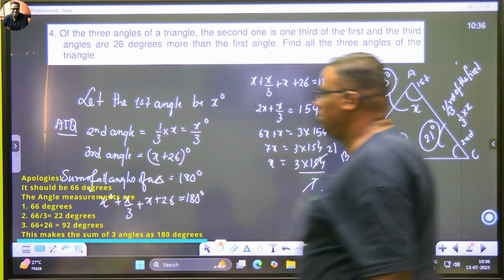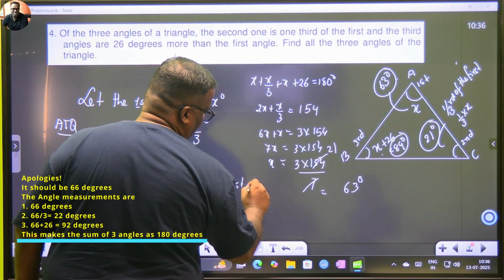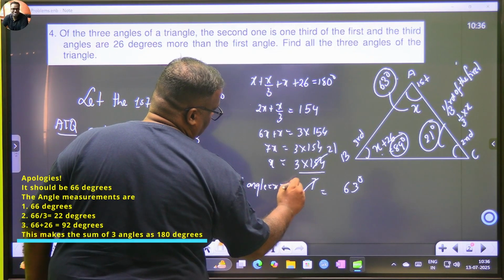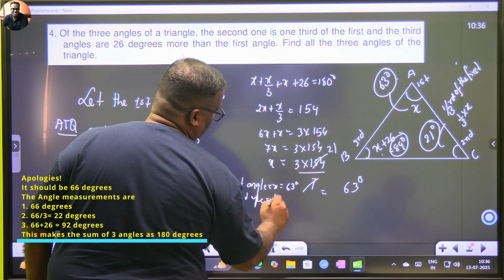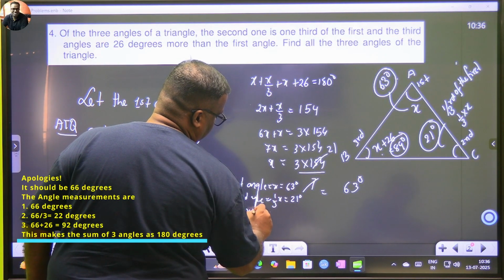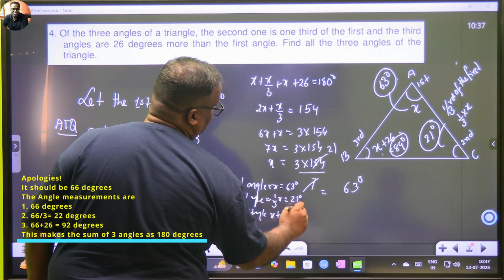Write your final answers like this. First angle is equal to x, which is equal to 63 degree. Second angle is how much? 1/3 of x, which is equal to 21 degree. Third angle is x plus how much? 26, which is equal to 89 degree.